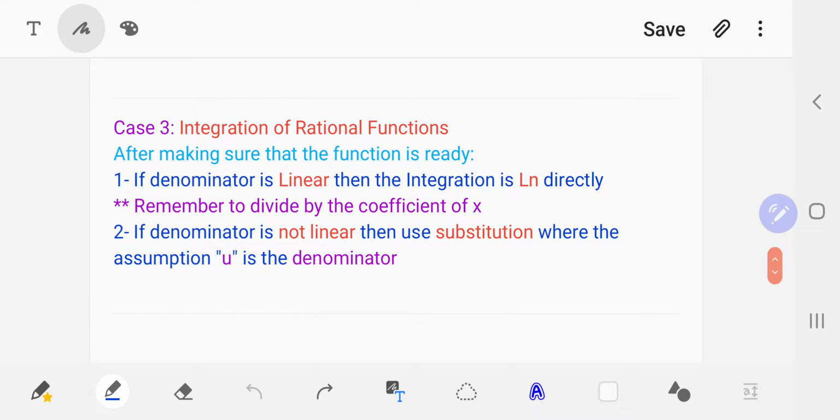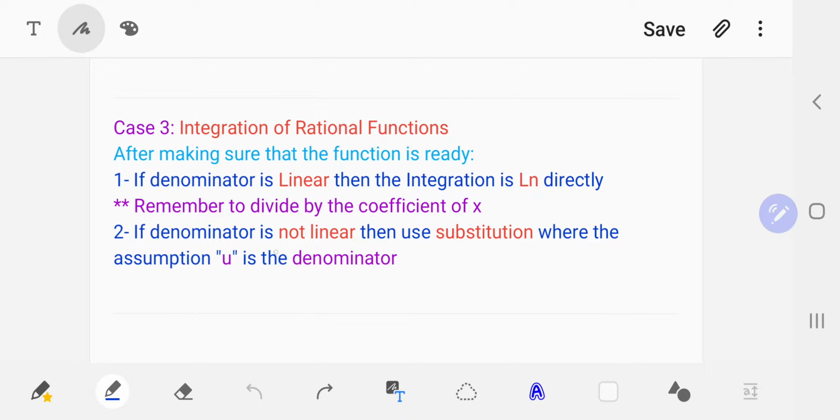Now, if after making the function ready, you still have a rational expression or rational function, then if the denominator is linear, the integration will be immediately ln. Actually it will be ln of the absolute value of the denominator, and absolute value because we all know that the domain of ln should be positive. And of course, don't forget to divide by the coefficient of x.